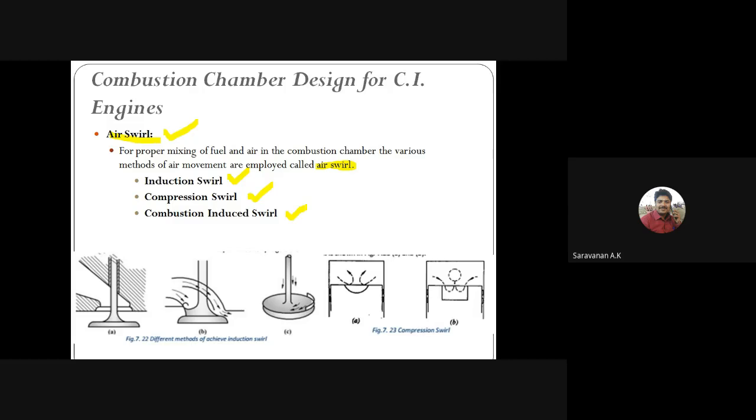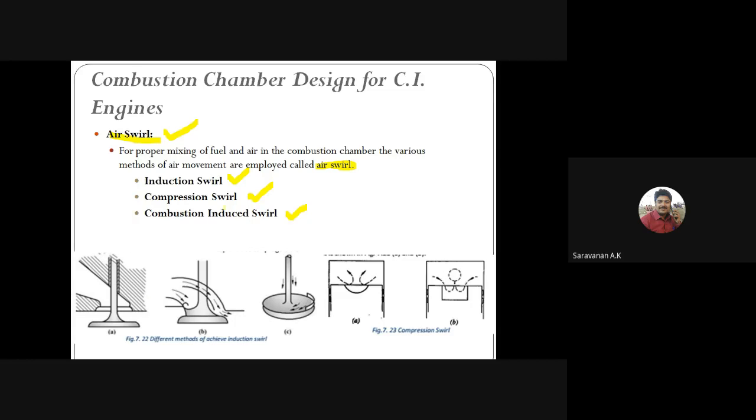The first one is the induction swirl. In this method, the swirl is provided to the incoming air to the cylinder during the suction stroke. That is why it is called the induction swirl.